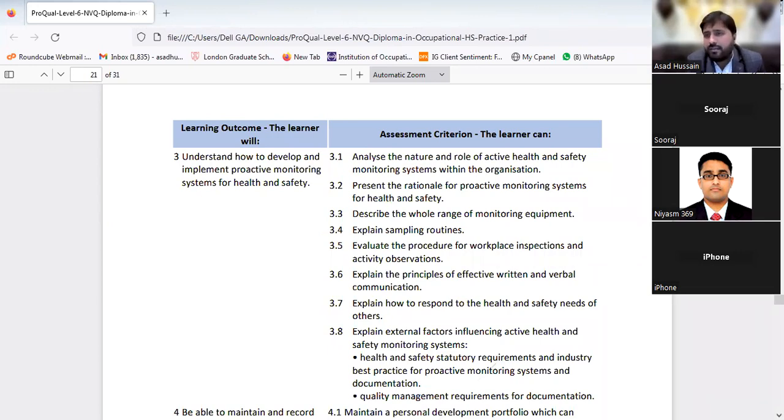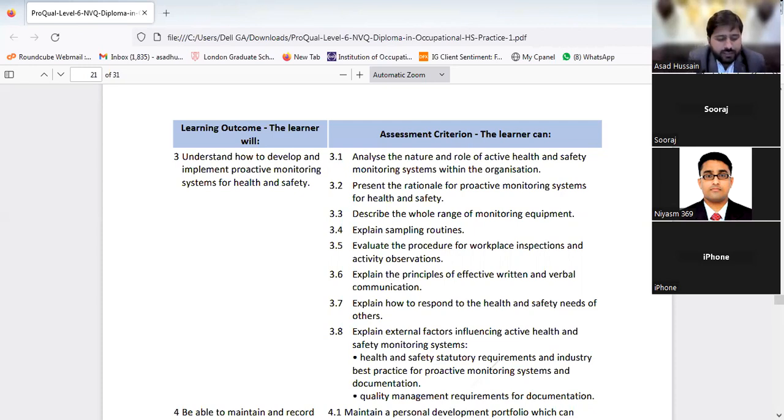Simply, what is the purpose of this assessment criteria? It is asking about proactive monitoring. Pro-active and proactive are the same words. So what are the proactive monitoring methods you are using in your workplace, and what are their benefits and what are their demerits? You have to explain that here.